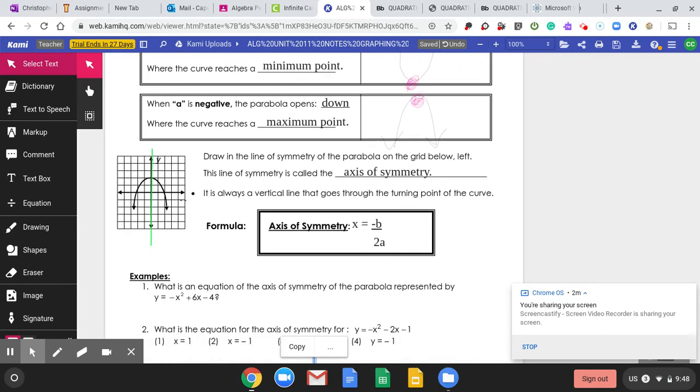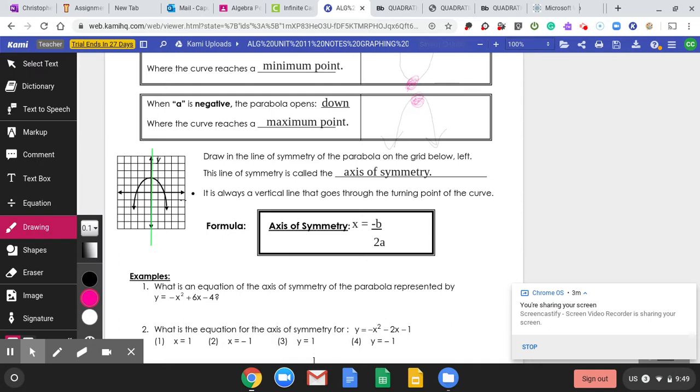So in this case, we get the U, or the upside down U, and then on the parabola, you're going to see a line of symmetry that I drew called the axis of symmetry. Sometimes you're going to see it noted as the AOS, or the axis of symmetry. It's always a vertical line, and it's always going to go through the turning point.